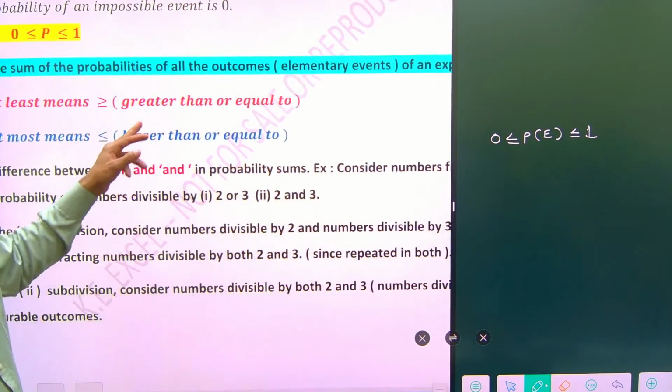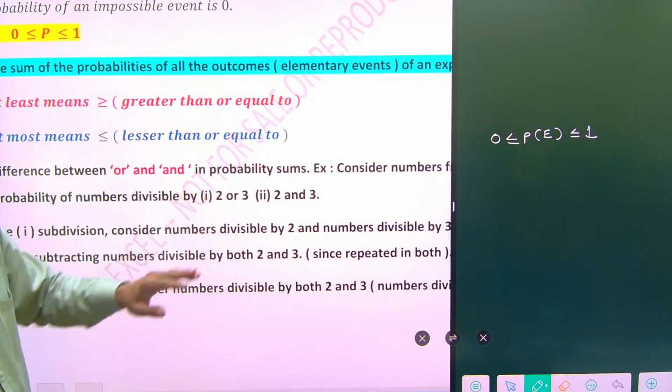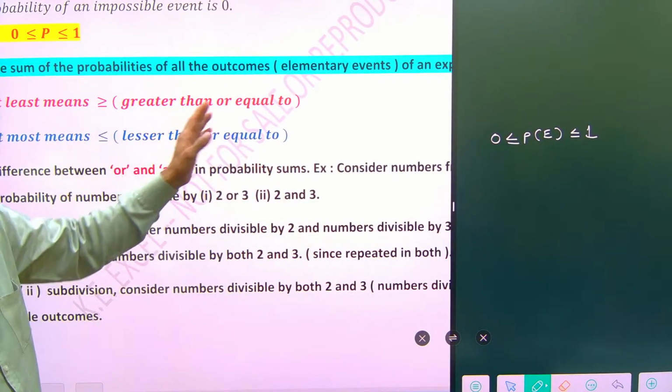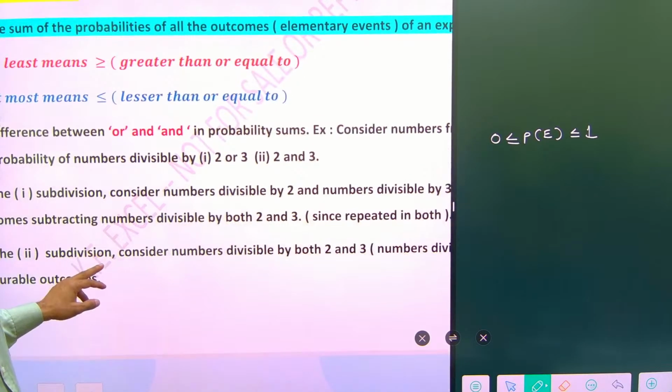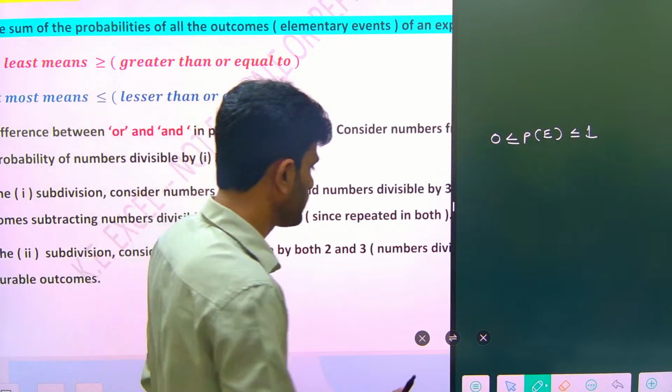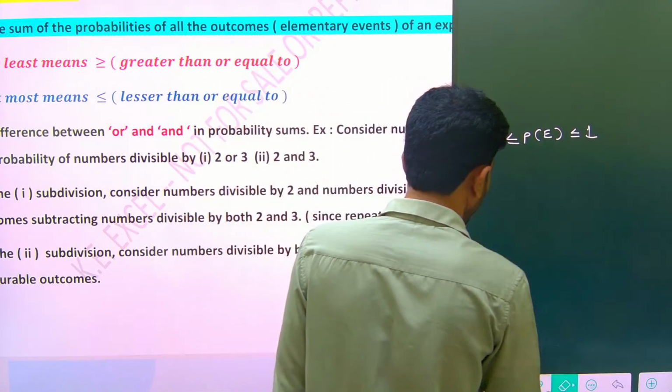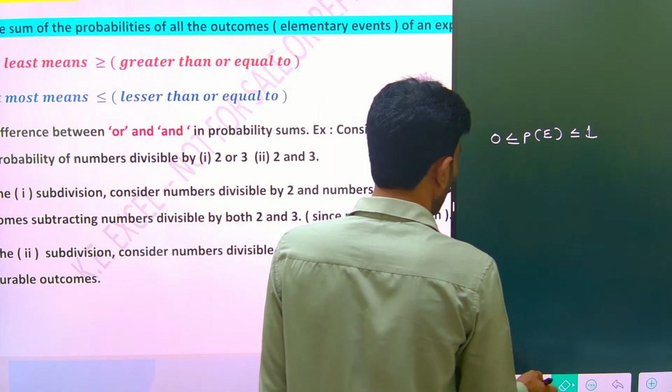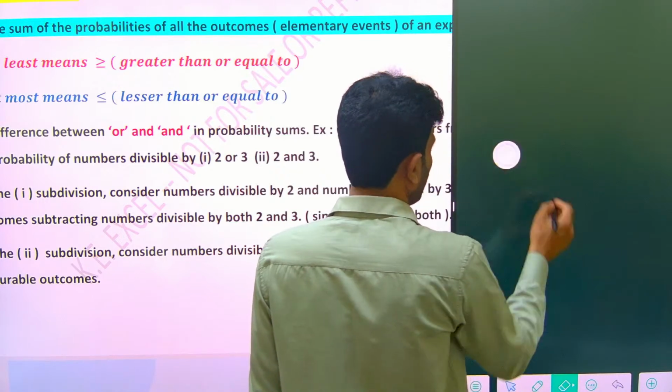At least means what? Greater than or equal to that number, whatever it is. At most means what? Less than or equal to that number. We discussed that just now. The difference between "or" and "and" we did not discuss yet. For example, what is the probability to get 2 or 3?